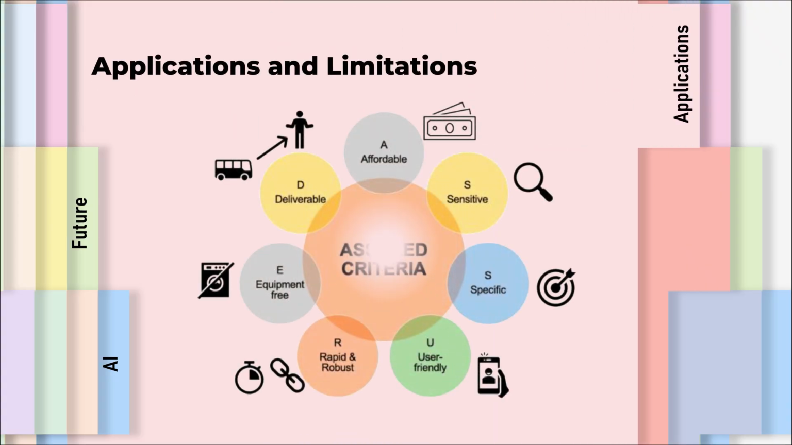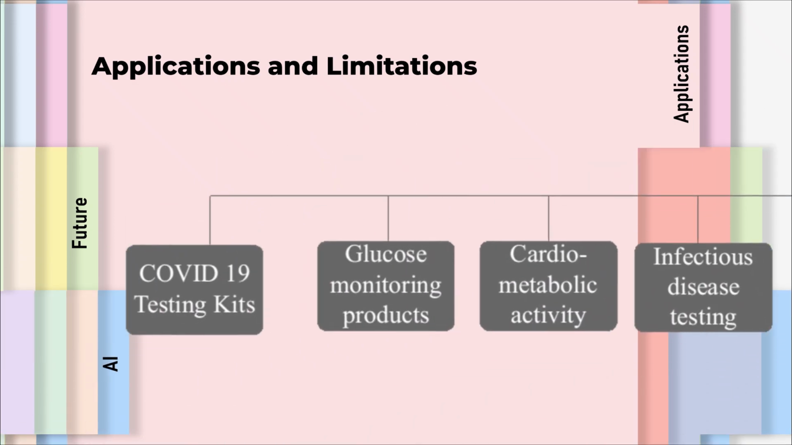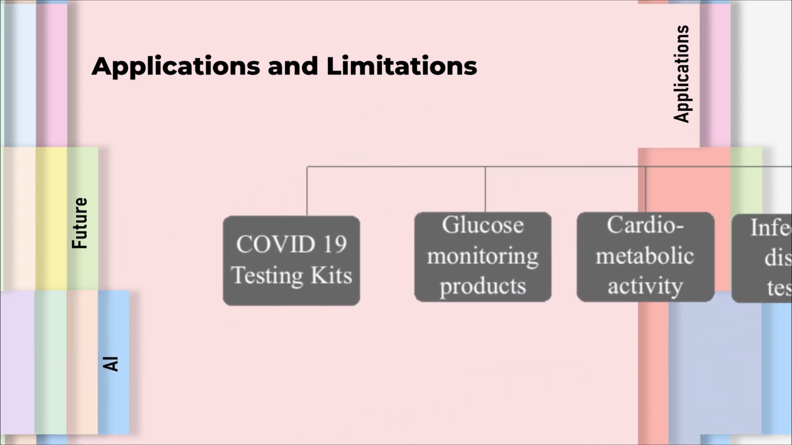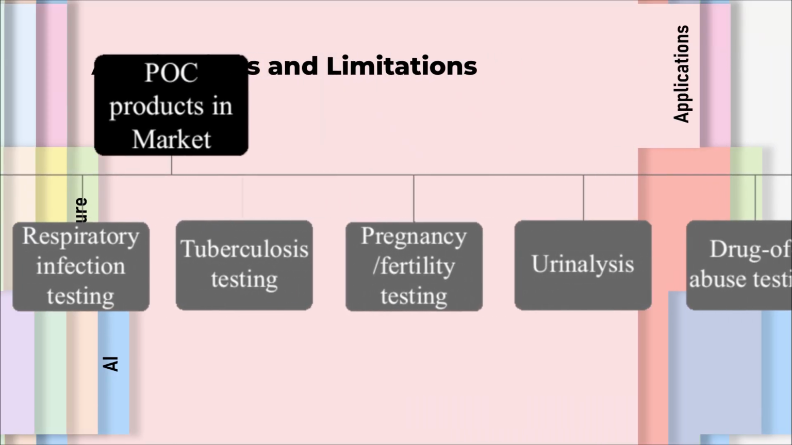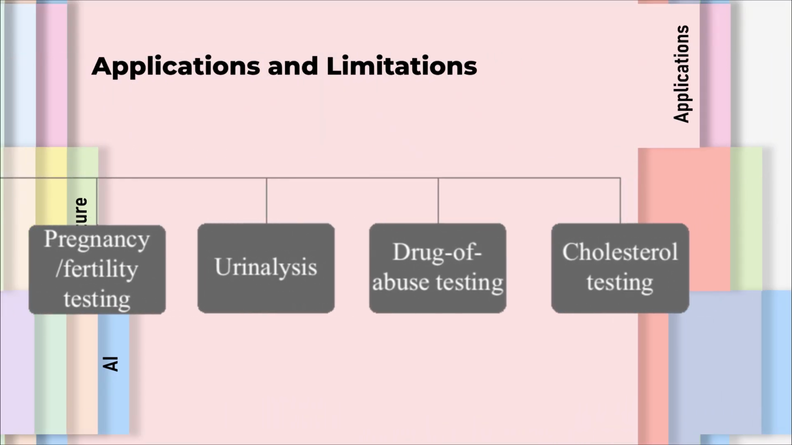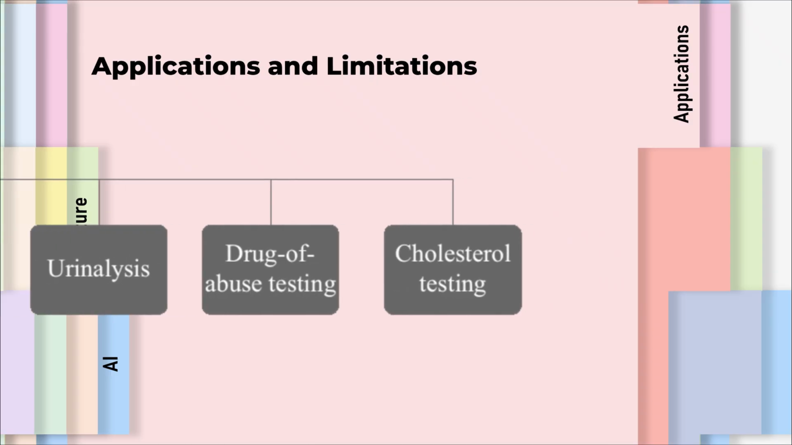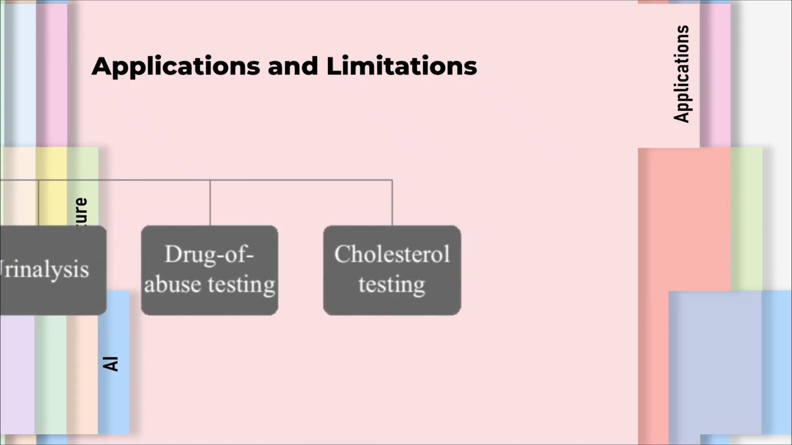Applications and limitations. The World Health Organization defined ideal point-of-care tests using the acronym ASSURED: affordable, sensitive, specific, user-friendly, rapid, equipment-free, and delivered. POC biosensors are used in bedside clinical care, at-home care, and public health monitoring. Examples include glucose meters and pregnancy tests used at home, as well as environmental and food safety monitoring.